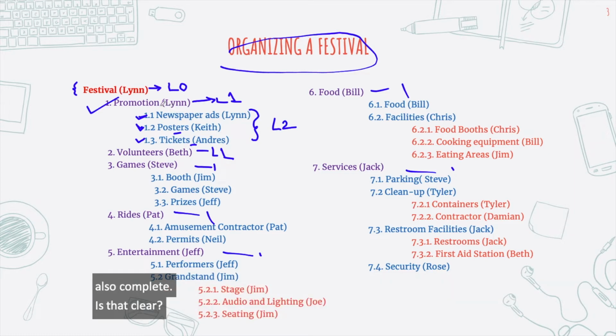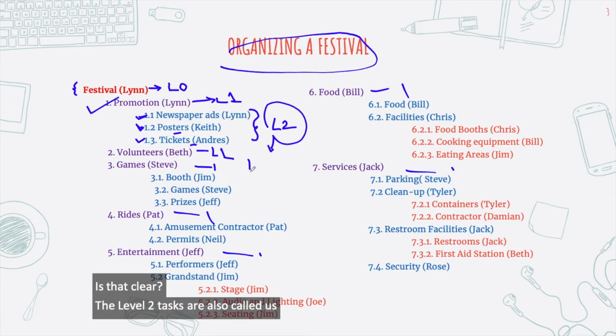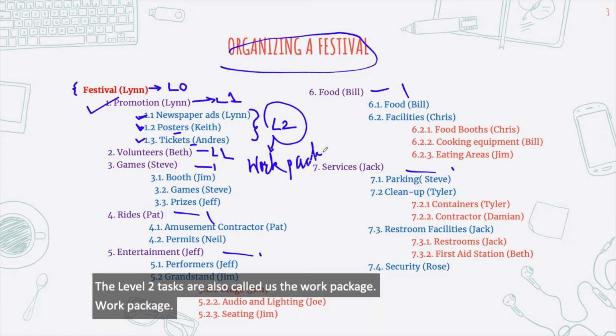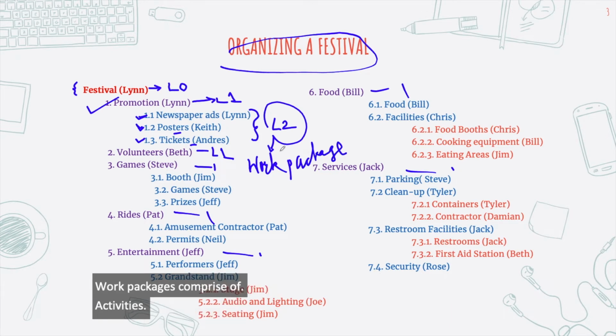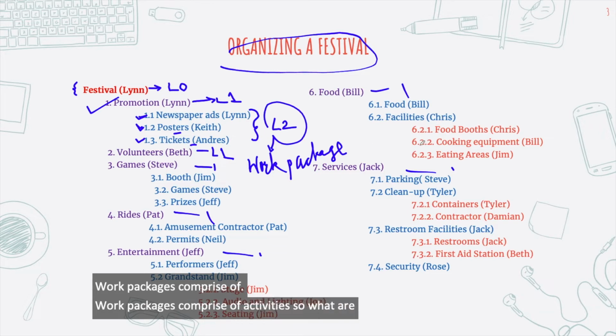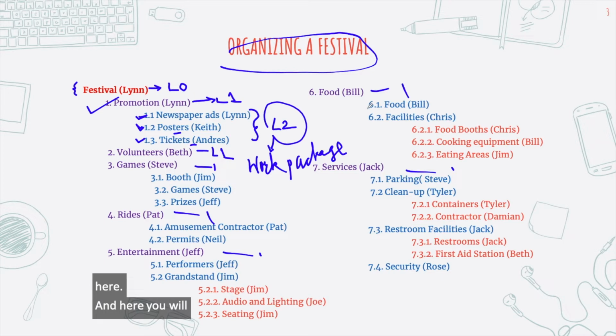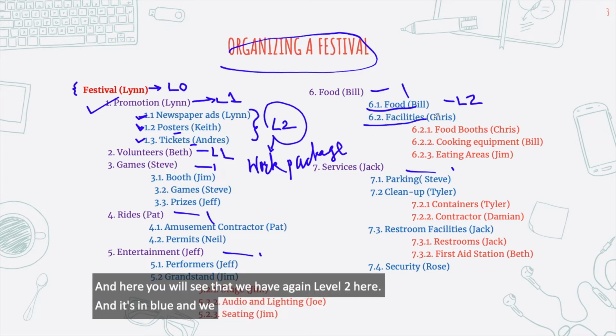Now, the level 2 tasks are also called work packages. A work package is comprised of activities. So what are the activities? Now let's go here, and here you will see that we have again level 2 in blue, and we have divided this level 2 into level 3 activities. Say for instance 6.2.1 food booth.